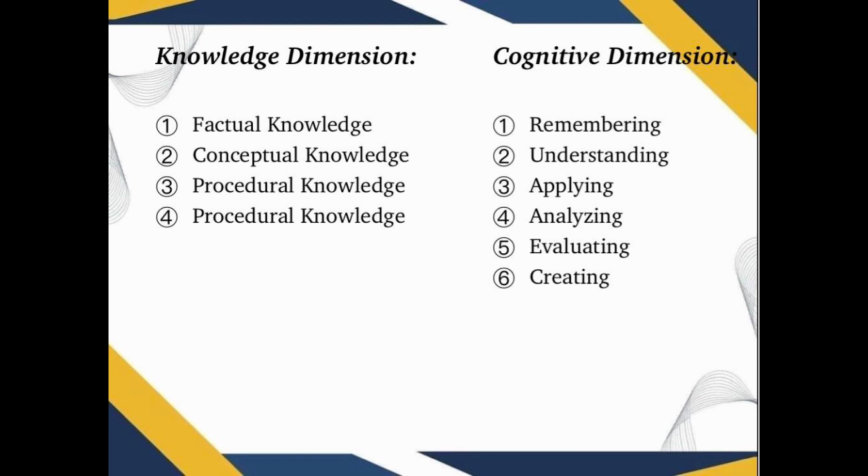So that is remembering. The second one is understanding. Understanding is about grasping the meaning of what you learn. For instance, explaining the main idea of a story in your own words. Explaining the main idea of a story in your own words demonstrates the cognitive process of understanding, where you interpret and comprehend the content of the story. So that is understanding.